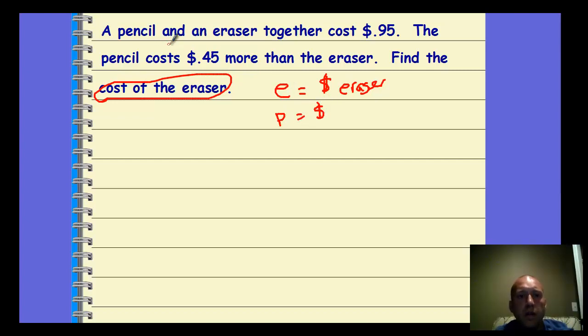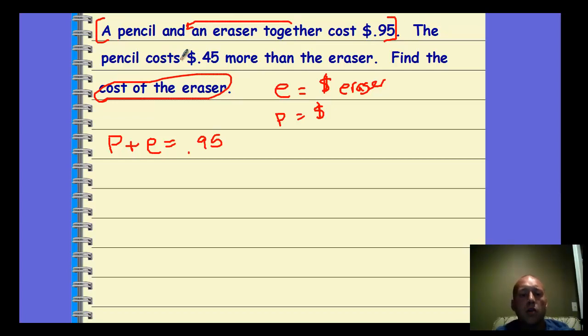But I do know that a pencil and an eraser cost 95 cents. So I'm just changing this into the mathematical framework. So P is the amount of the pencil. And again, the "and" is telling me where the operation occurs. The word "together" is telling me to add. So P and E cost, which is the equal sign, 95 cents. So that sentence right here is an equation.